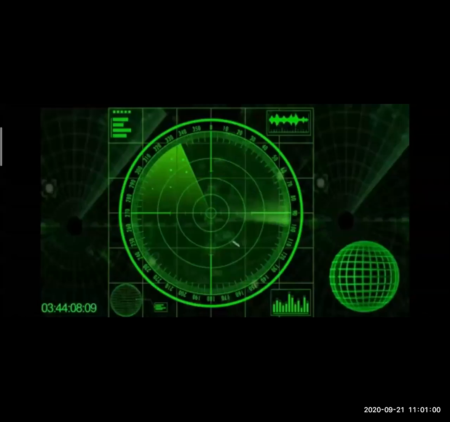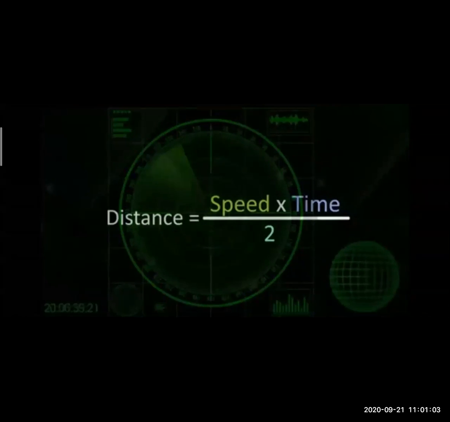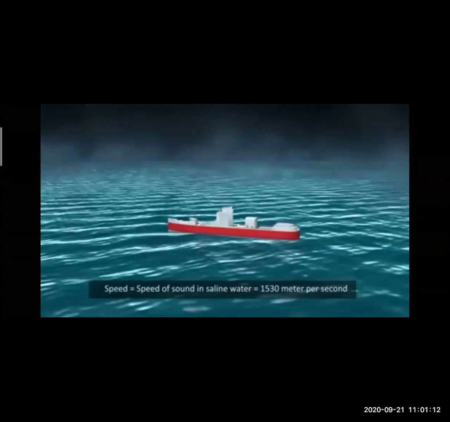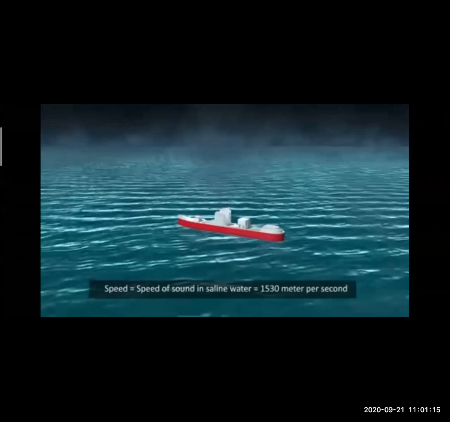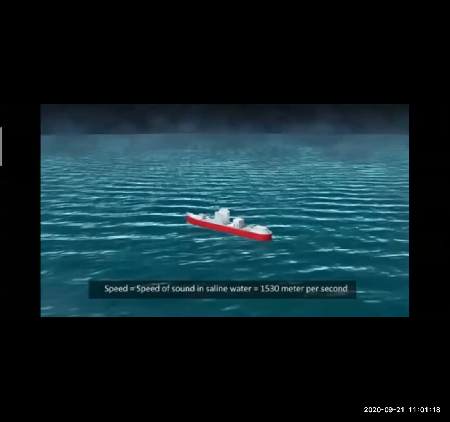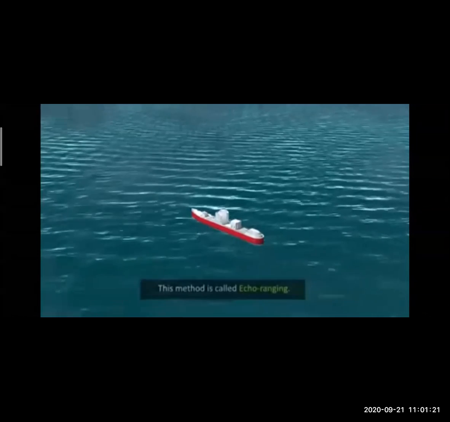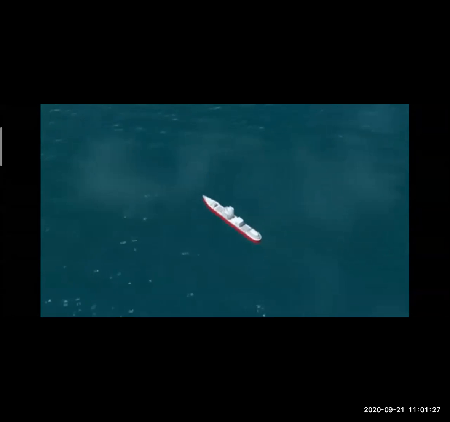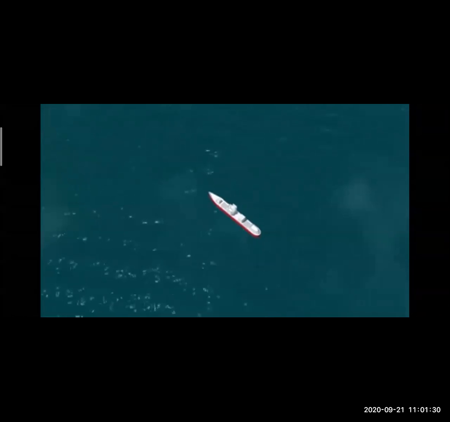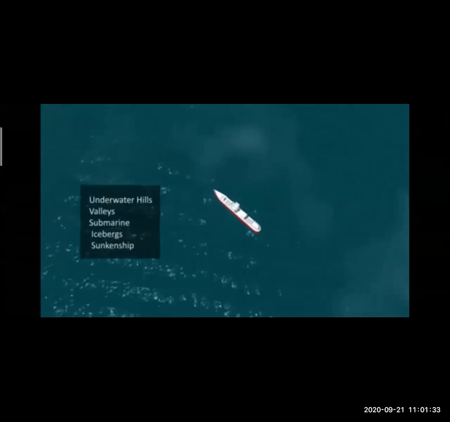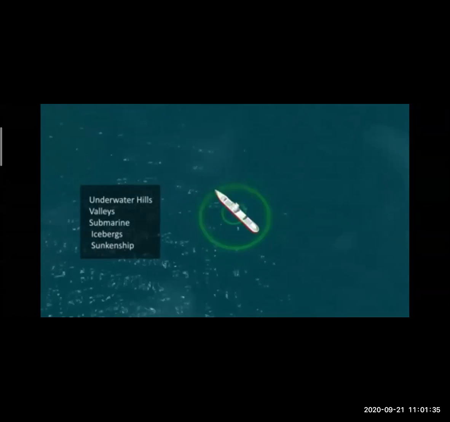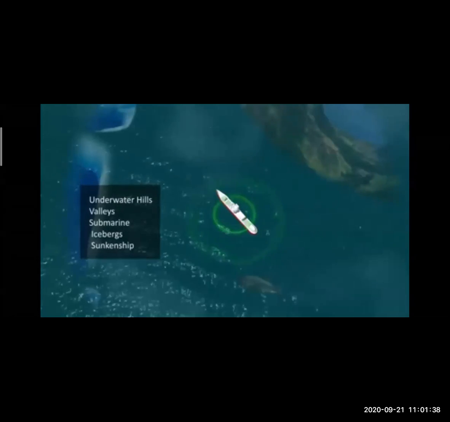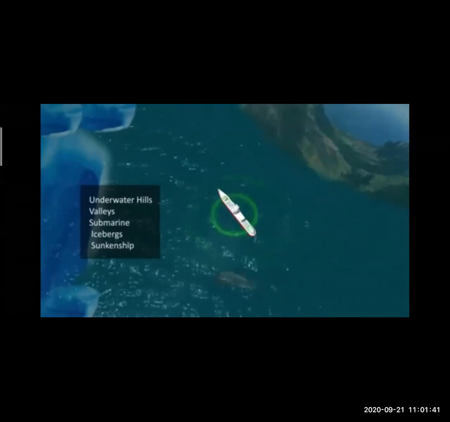It also calculates distance of the object using this formula. Distance is equal to speed into time upon 2. Speed is equal to speed of sound in saline water, equal to 1530 meters per second. This method is called echo ranging. The sonar technique is installed in every ship to determine the depth of the sea and to locate underwater hills, valleys, submarines, icebergs, and sunken ships, etc., to avoid a disaster.